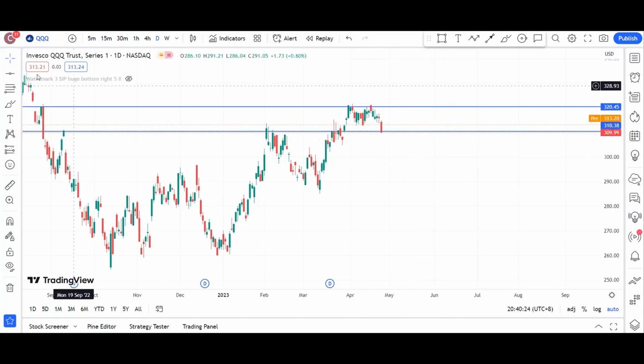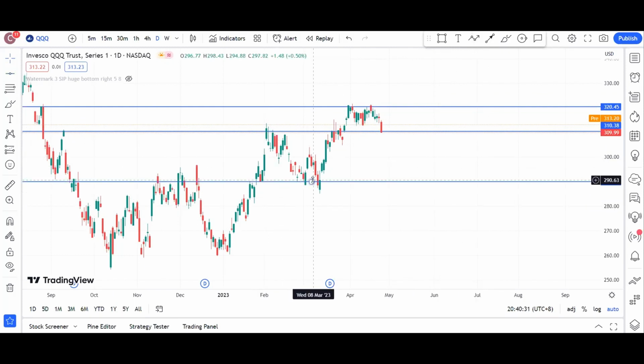And then of course, the next immediate strong support level that we are looking at should be around the 289-290 level, because this is where it started to form a double bottom before price started going up. So for QQQ, this will be the general movement, right?